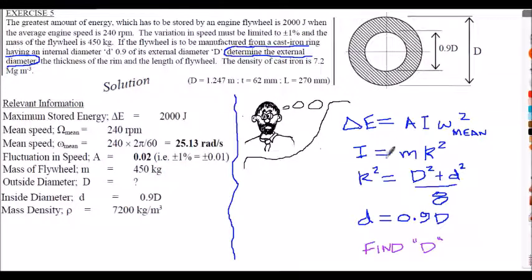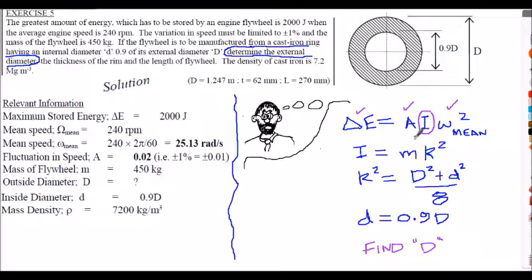Okay, exercise 5. Let's think through the solution process here. We're given in the question, the change in stored energy, delta E, is 2,000 joules. We've got the fluctuation in speed, A, in the question. And we've calculated the omega mean in terms of the radians per second. So looking at this equation here for the change in fluctuation of energy, we've got the change in energy, we've got the A, we've got the omega mean. So we could rearrange the equation to find the moment of inertia, I, from this equation.